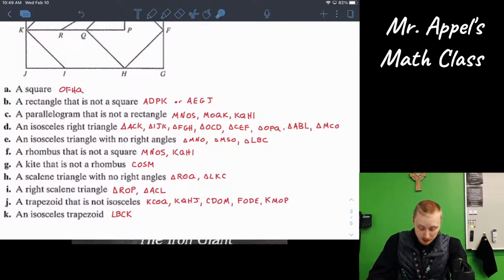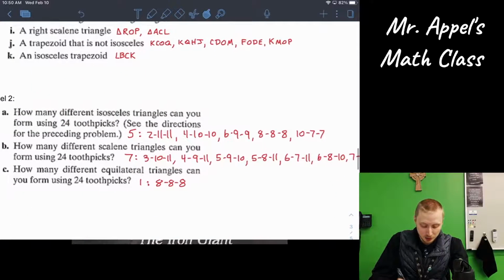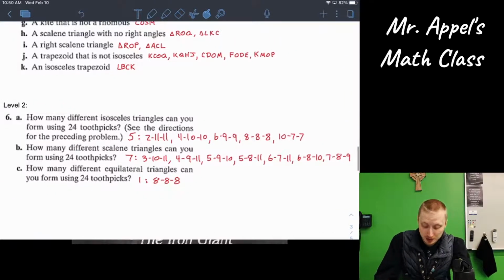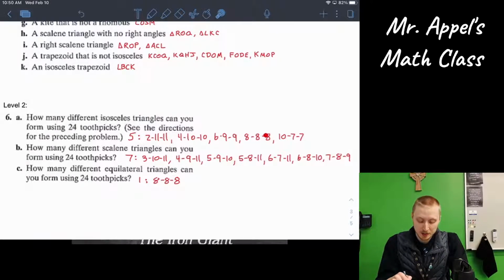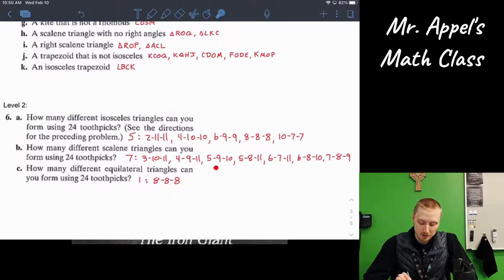No. All right, then here we go on to level 2. I had another toothpick triangle problem, except this time you had 24 toothpicks to work with. How does that change things? Well, now we can get 5 different isosceles ones, similar kind of pattern going on, and 7 now scalene triangles. Here they all are.